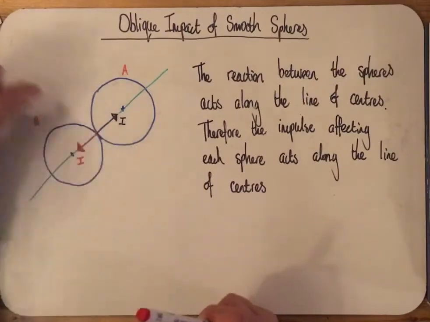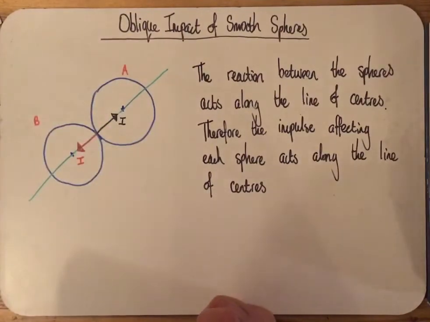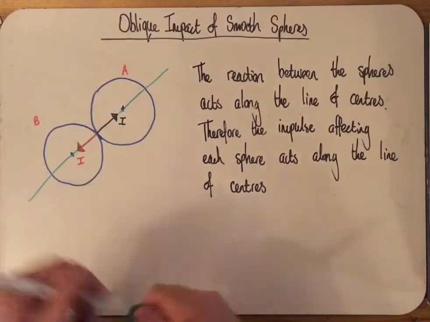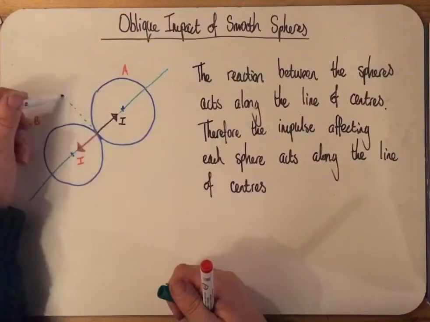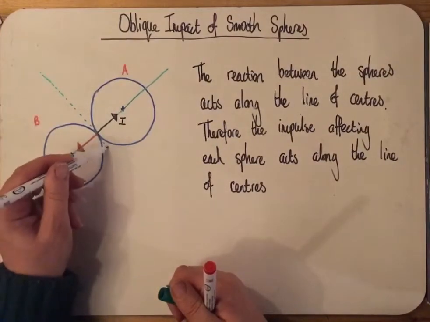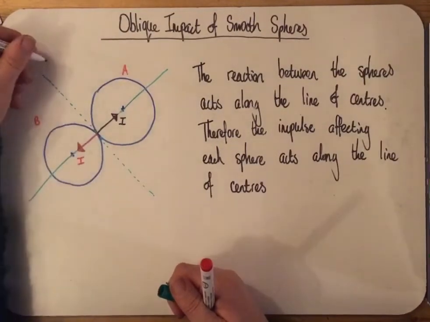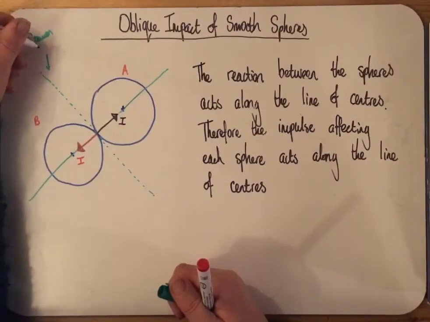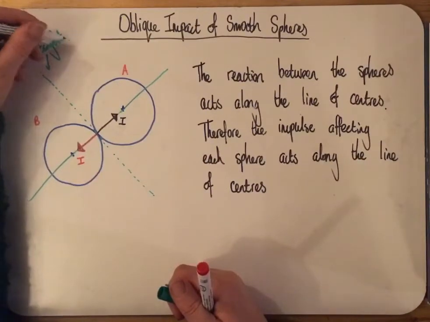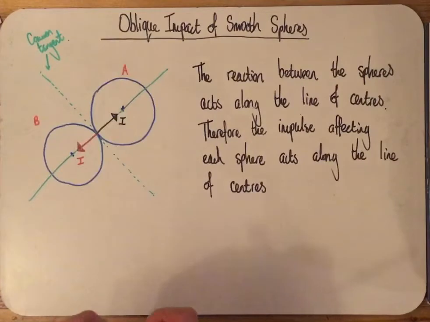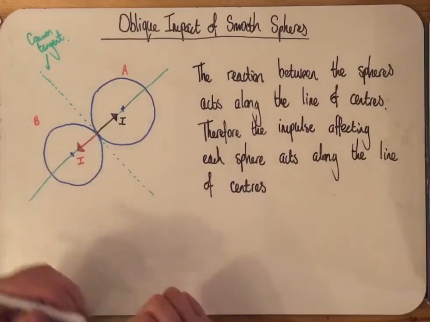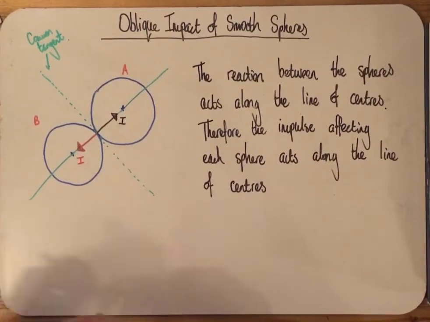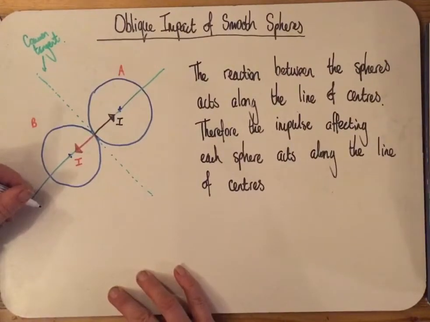Coming off perpendicular to the line of centres, you do have a common tangent to both spheres, but I don't think we'll use that particularly in questions, but that's a common tangent. So a couple things to note. So perpendicular to the line of centres.